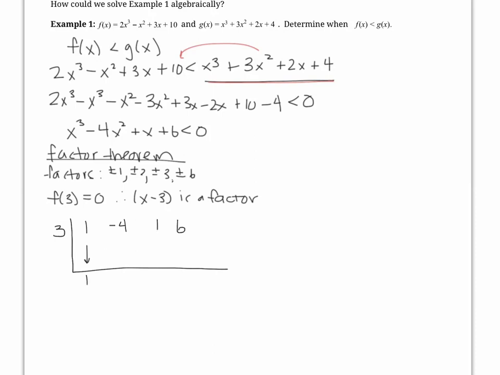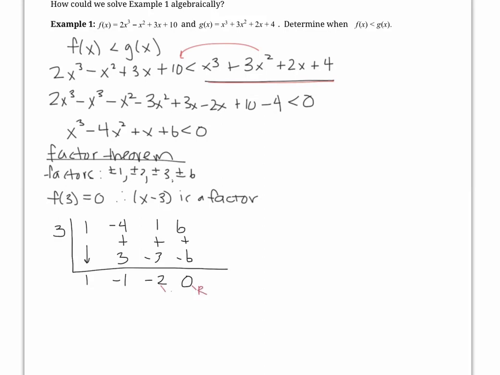We're going to drop down the 1, multiply 3 times 1, which is 3. Add these together. Negative 4 plus 3 is negative 1. We're going to multiply 3 times negative 1. We get negative 3. Add these together. We'll get negative 2. And then we have 3 times negative 2 is negative 6. Add these together and we get 0, which is what we expected because that's our remainder. So here is our remainder.